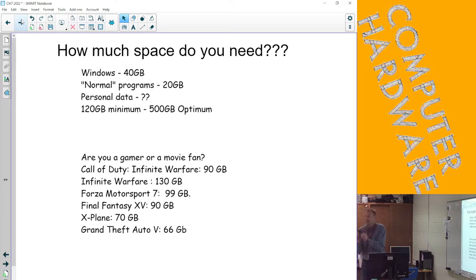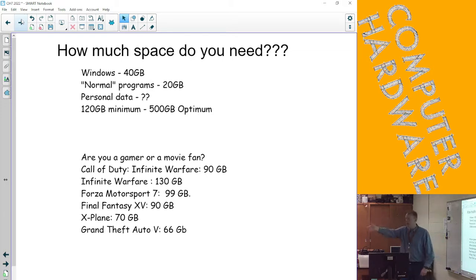But how much do I need? 120 is perfect for you guys. The middle school only gets a 60 gig drive. We don't install all the same stuff on there because that's what we had left over from you guys. We upgraded you from 60 to 120 and gave the middle school the 60 gig drives.